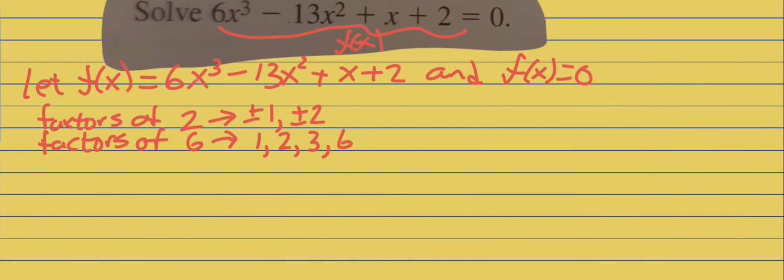Here we have: solve 6x cubed minus 13x squared plus x plus 2 equals 0. Solving this equation, where the left side is a polynomial, means we are trying to find the roots of that polynomial, whether they're real roots or complex roots. Our job is to find the roots of this polynomial.